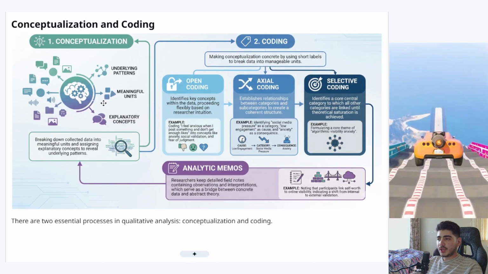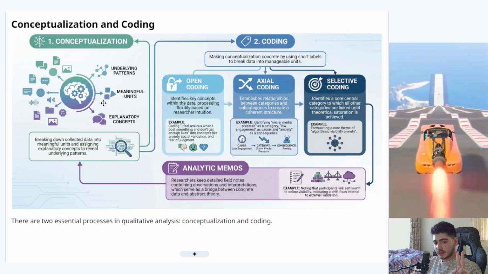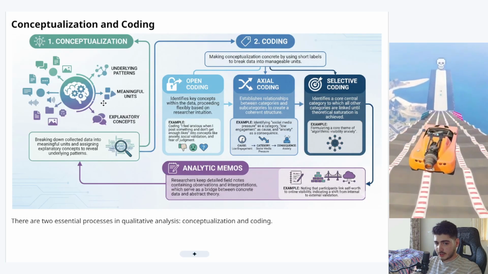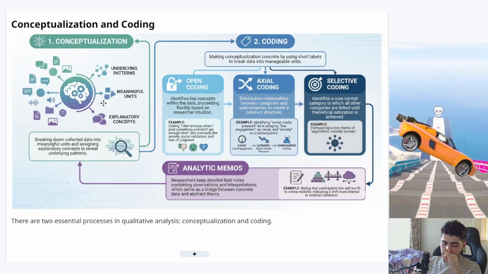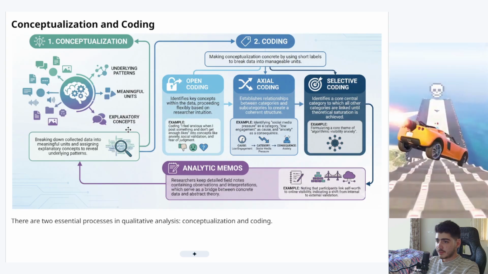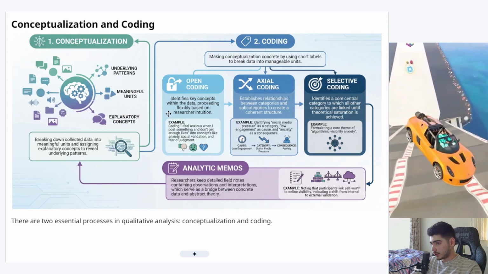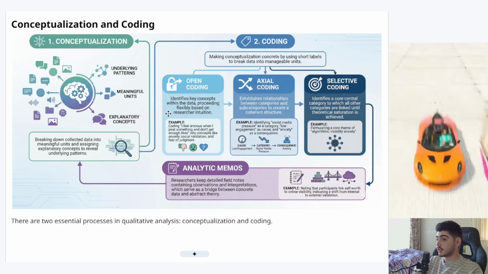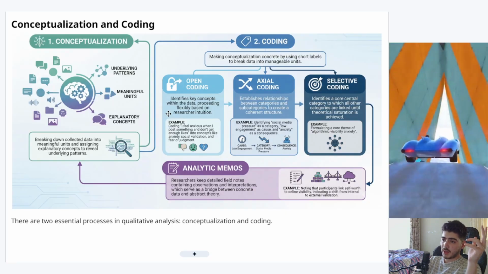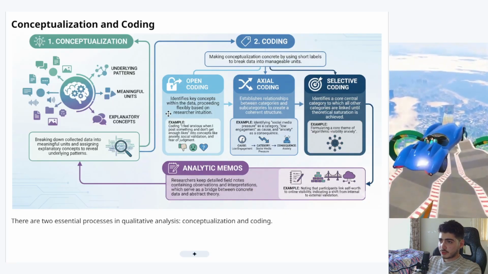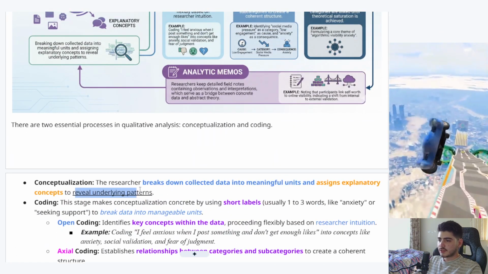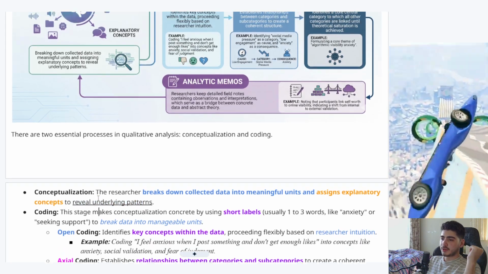So we have two separate processes in our analysis. The first one being conceptualization, the second one being coding. So, conceptualization is basically breaking down collected data into meaningful units and assigning exploratory concepts to reveal underlying patterns. What you are doing is basically creating variables to reveal underlying patterns.